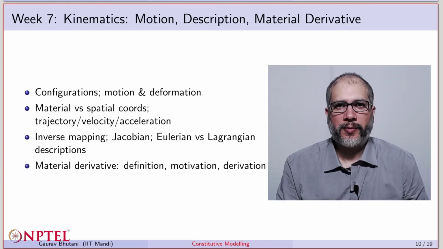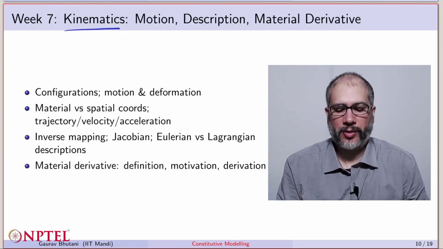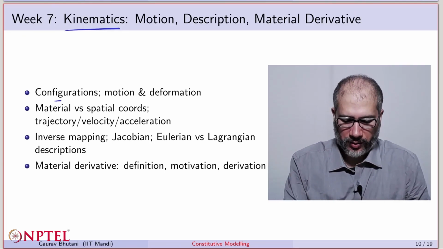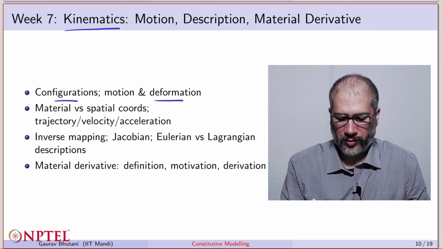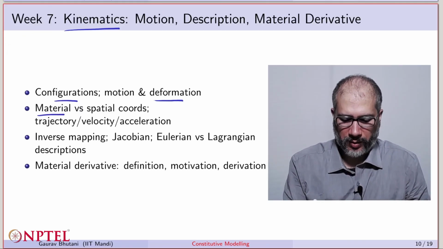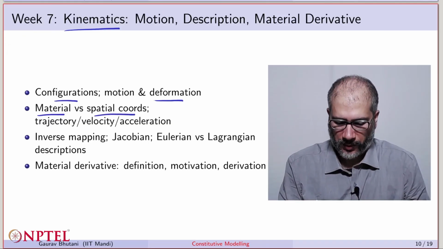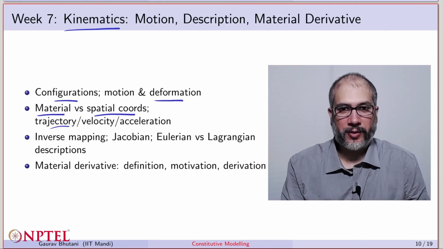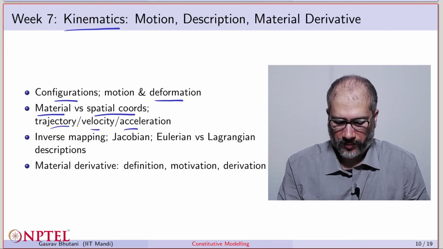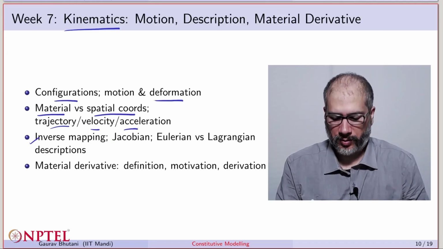In week 7, we started with the third module of this course, which was on kinematics. And the discussion on kinematics started with configurations and deformations. Then we talked about the difference between material and spatial coordinates, which is a very important idea in continuum mechanics. We solved some problems on identifying the trajectory, velocity, and acceleration fields. We talked about inverse mapping, that is going from the spatial to the material coordinate system.